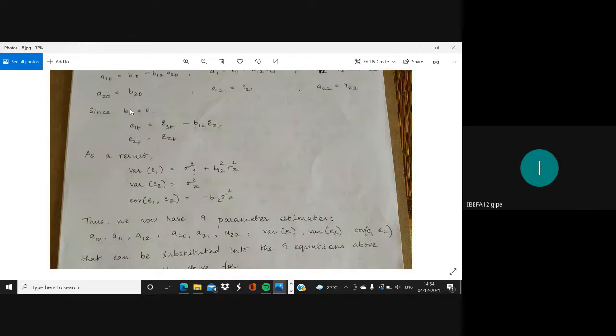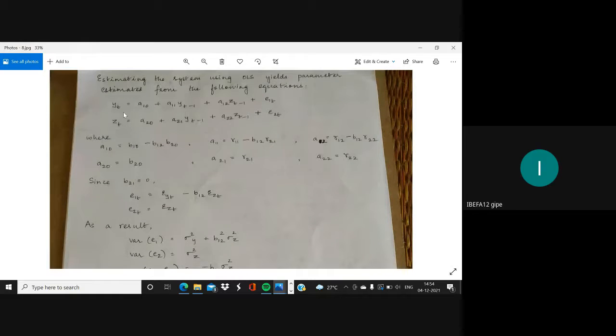So here, since the shock is to epsilon yt, it will affect yt, which is our first equation. But it's not going to affect zt. Now, if you look at this part, if there's a shock to epsilon zt, you'll see its impact on yt as well as zt. So now let me try and explain it a little more in detail.